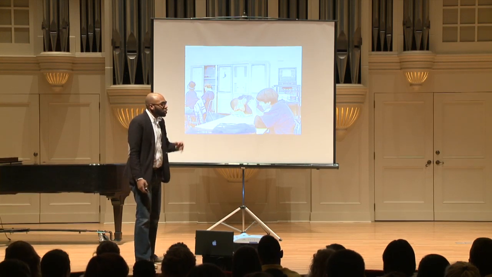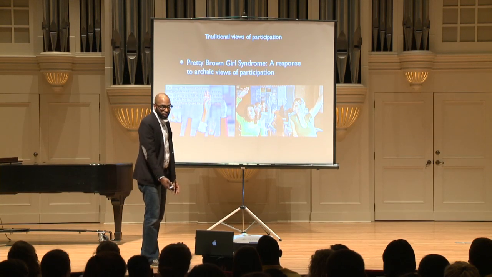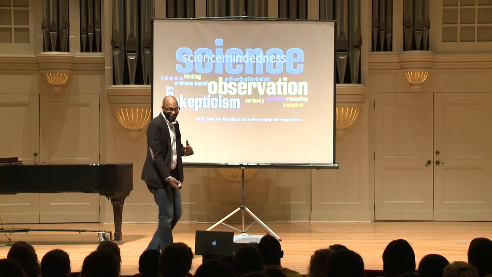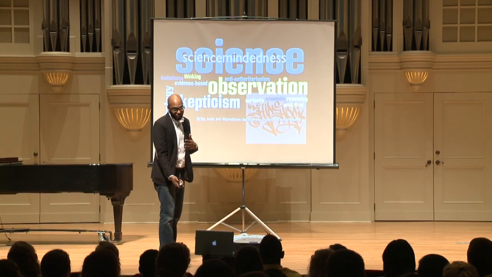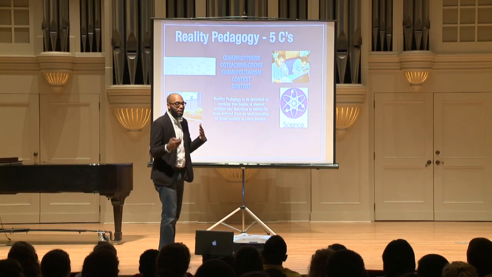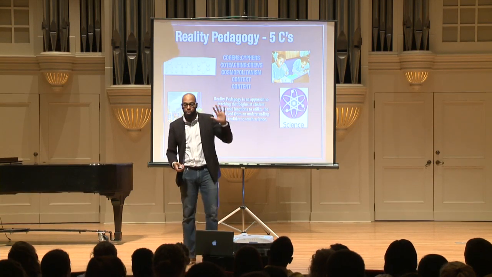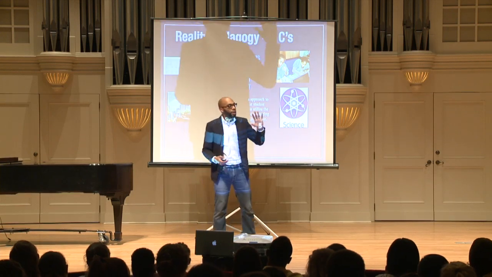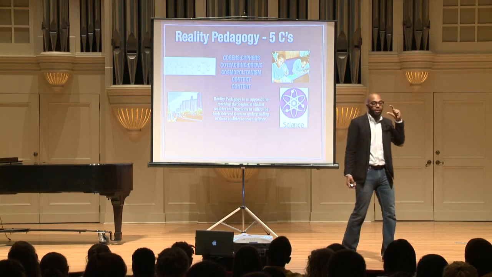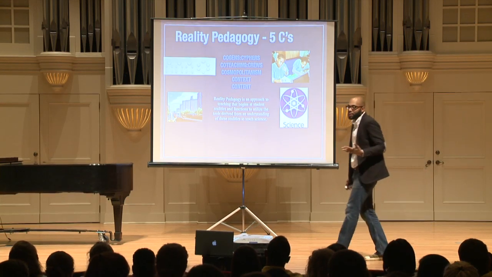So how do you engage this young man? I won't even just give you questions. You guys have to invite me back to do all the slides that I skipped over, right? Let's get to the answers. This is all cool stuff. The core of reality pedagogy. Reality pedagogy has five C's. The first of the C's is called the cipher, C-Y-P-H-E-R, or the co-gen. The question might be to you, like, what the heck is a cipher?